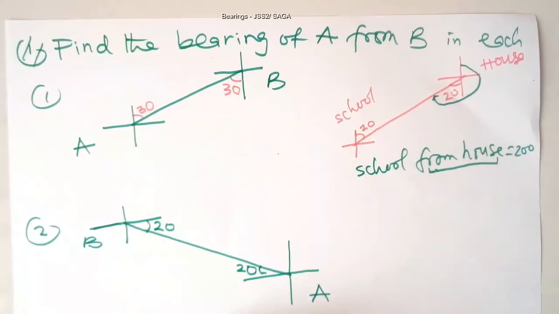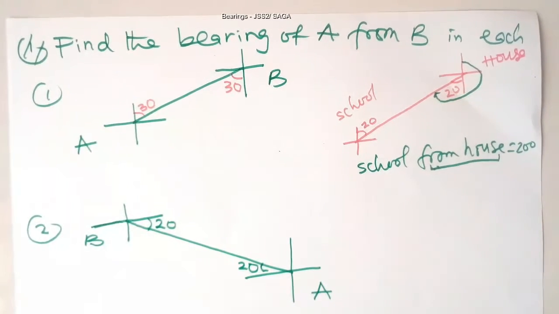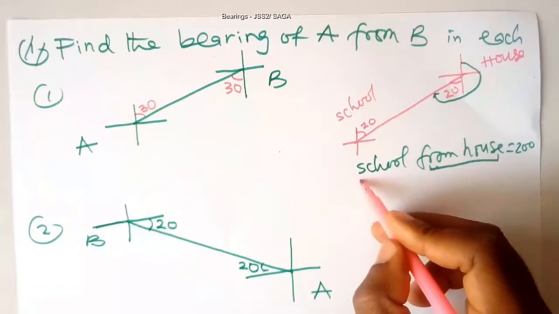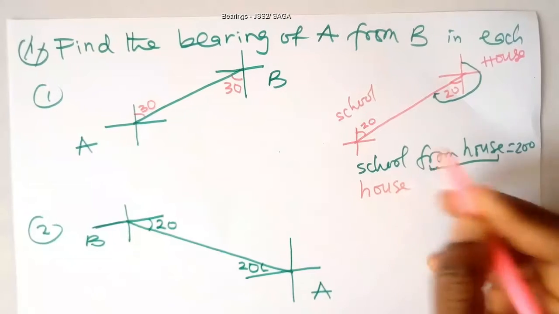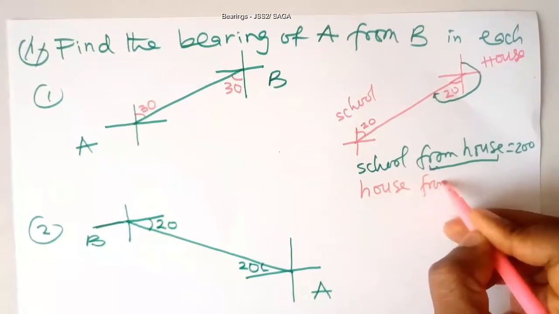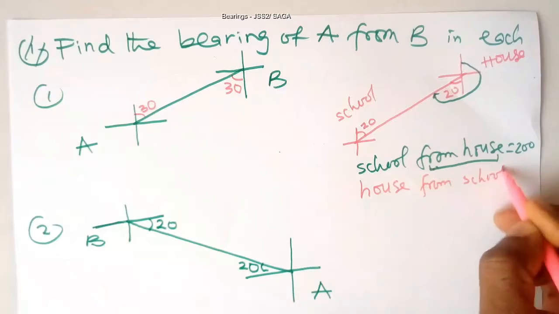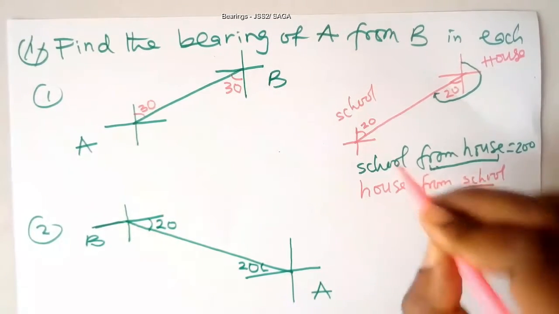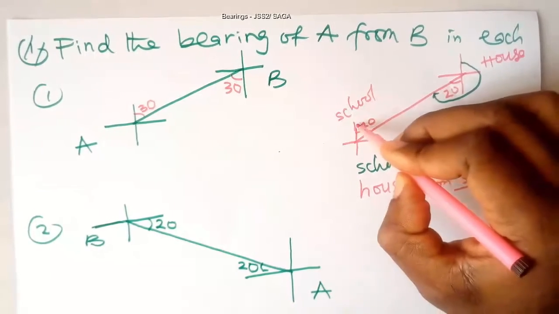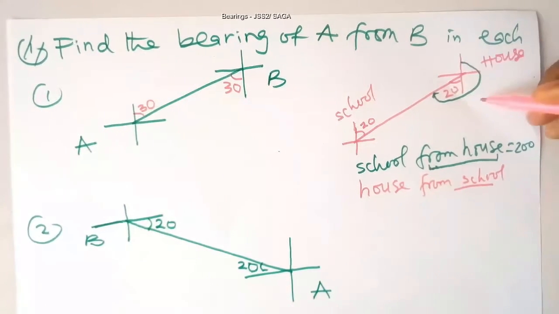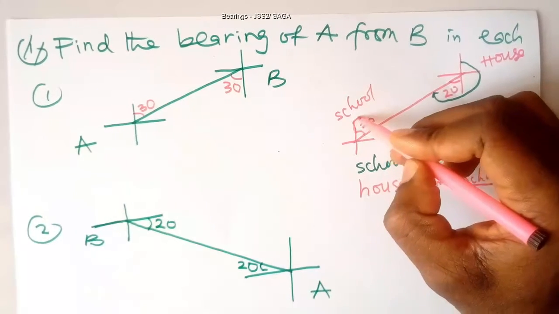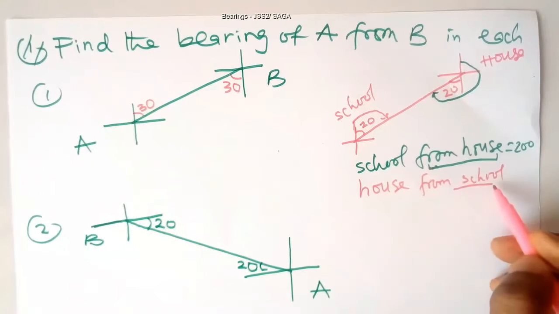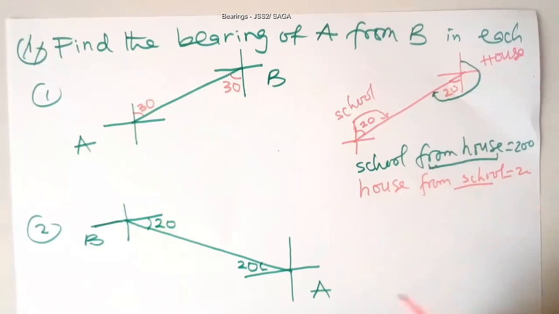Okay, then let us look at the same diagram the other way around. This is school from your house. Now house from school. You see, from the same diagram, house from school. This time around, we go to school and take the measurement. Here you can see we start from the north, and here also we start from the north until the line. The bearing of your house from school is just 20. Can you see? That is it.